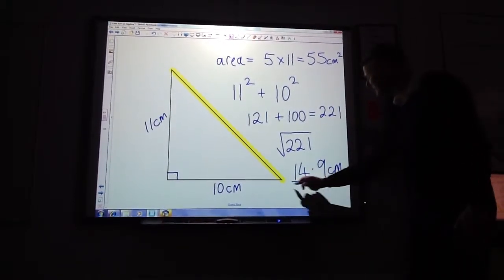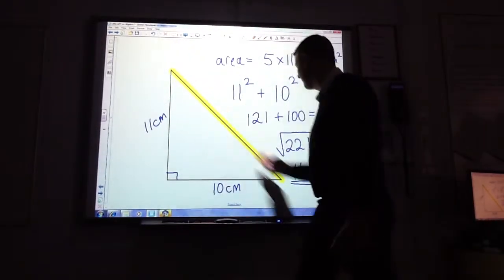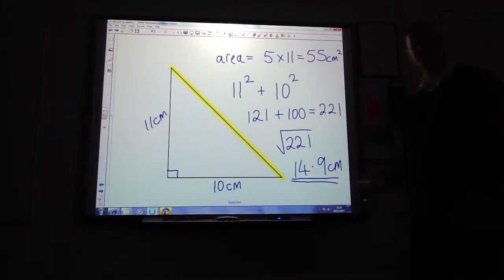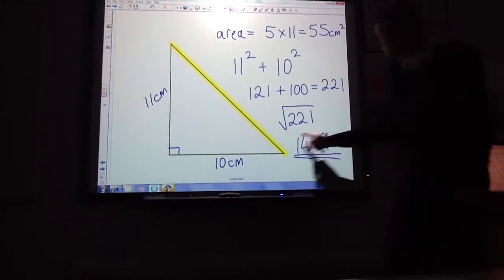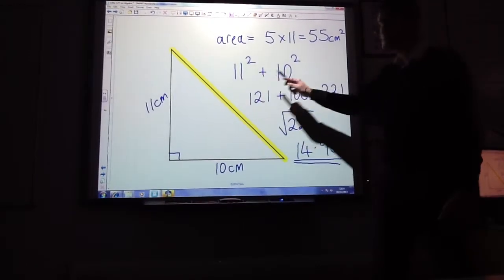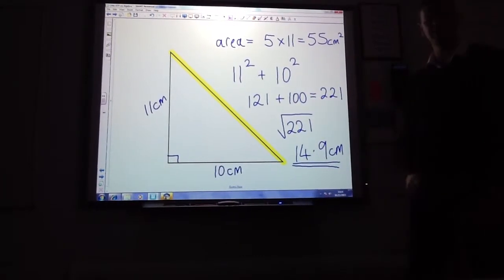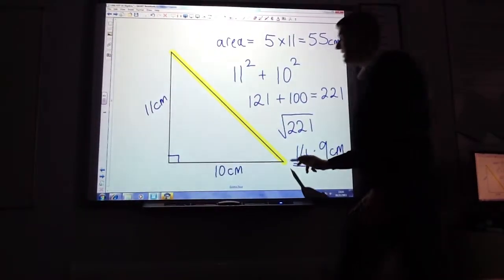Ask yourself, is that a sensible answer? Well, if that's 10 and that's 11, that feels like it should be around about 14 or 15 centimetres. If that's coming out at a strange answer, check it out again. So square, square, add, square root. Square, square, add, square root when we're looking for the long side. Okay?